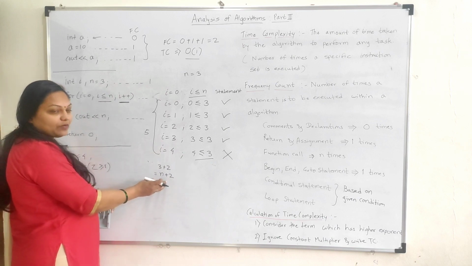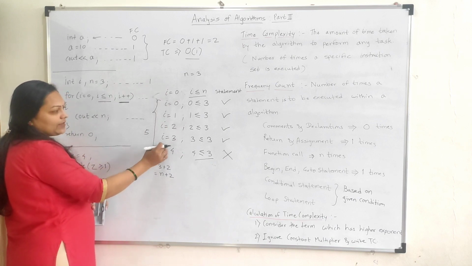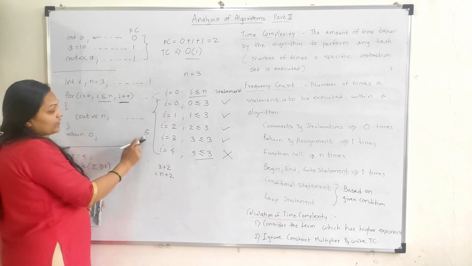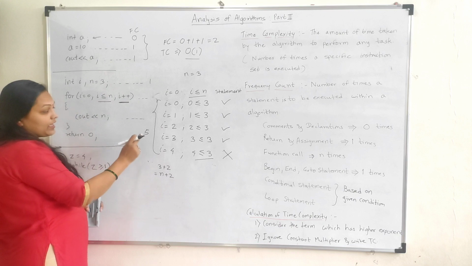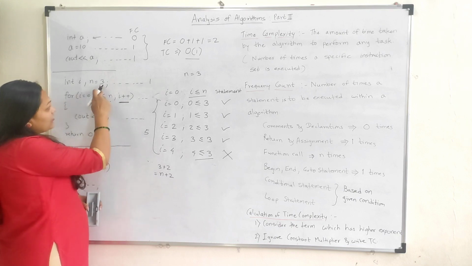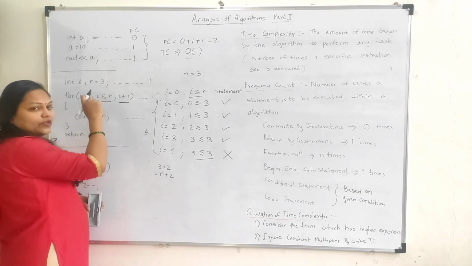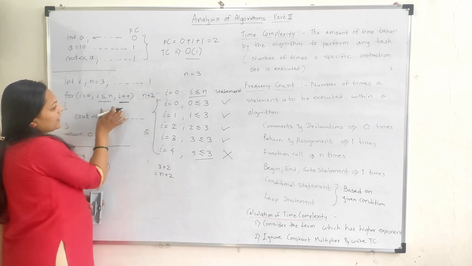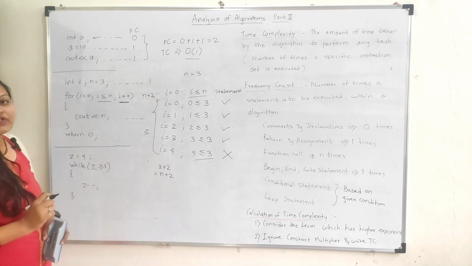Why are we considering n plus 2? Because 5 times this is executing and the value of n is 3. So we will write down 3 plus 2 as 5, and the value of n is 3. So we can write down here n plus 2 times this condition will execute.